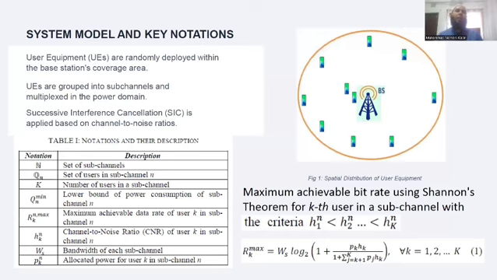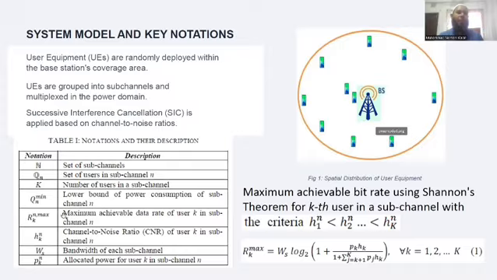Now I briefly discuss the system model and key notation. The key notations are given in Table 1, and in the picture on the top right corner, we can see a base station, and we have many user devices, and we have a circular area, which is actually the coverage area of this base station. Within this area, the user equipment are randomly placed. These user equipment are grouped into sub-channels, and for each sub-channel, multiple users are multiplexed in the power domain for the NOMA system.